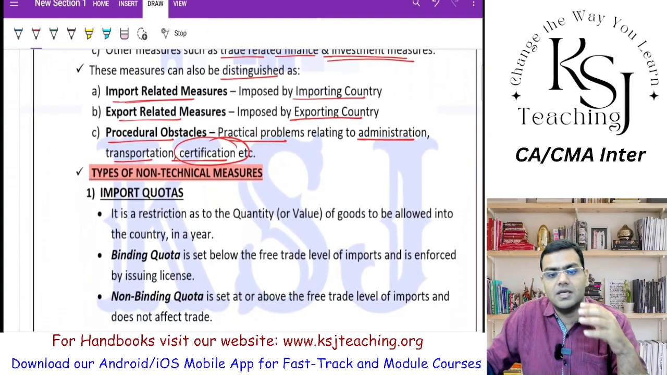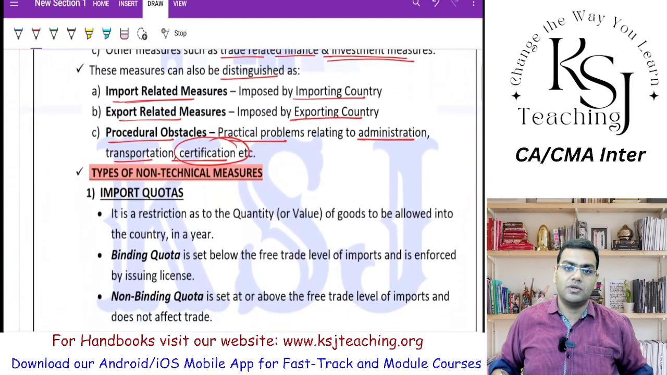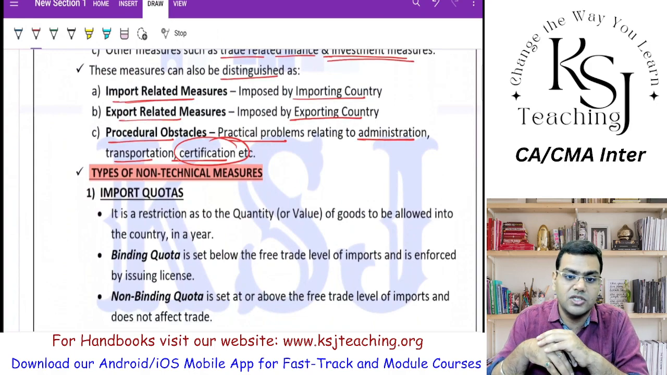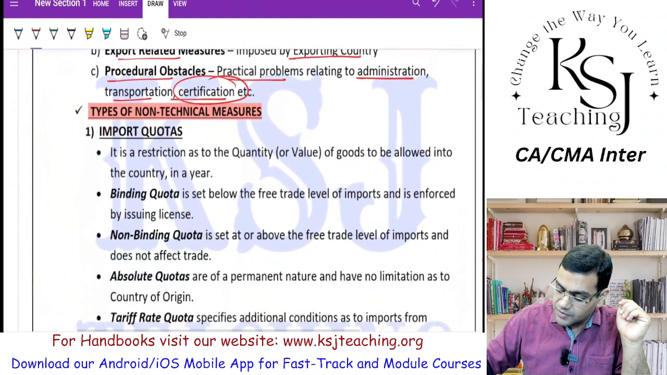Otherwise also these things are more in the international trade as compared to the domestic trade, as we have already studied in the last chapter of international trade. So, types of non-tariff measures.